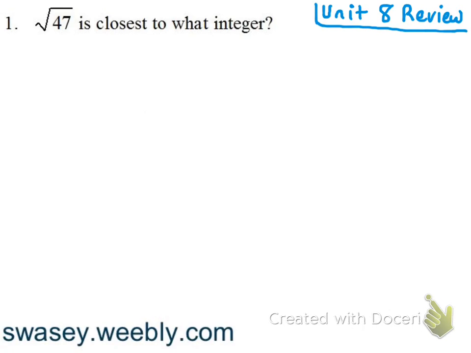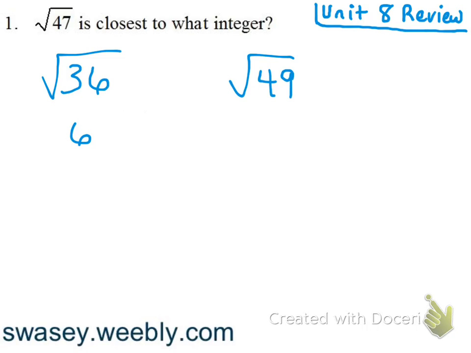So we want to find the closest integer to the square root of 47. When you think about it, the square root of 36 is 6. The square root of 49 is 7. So 47 is closer to 49, so the square root of 47 is closer to the square root of 49. So 7 is the closest integer.